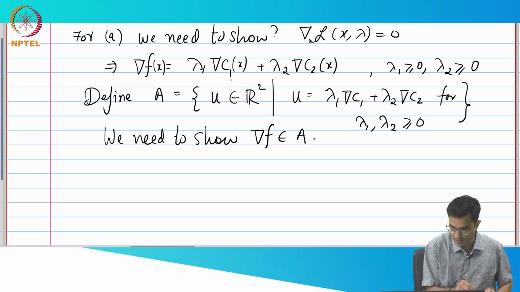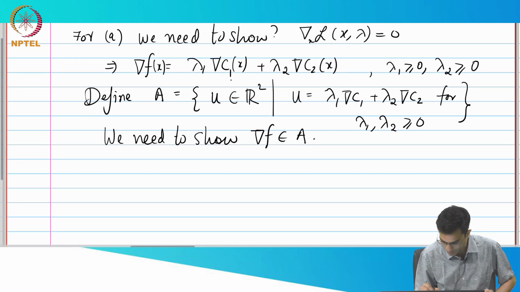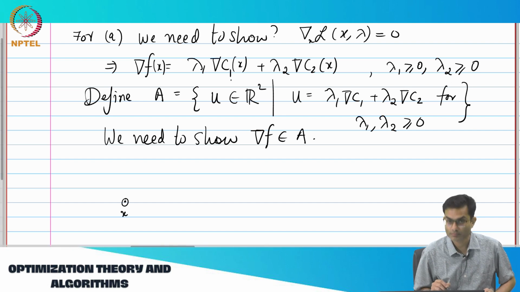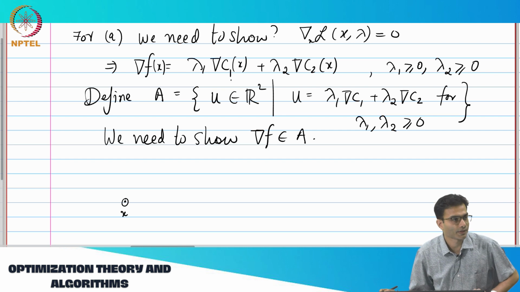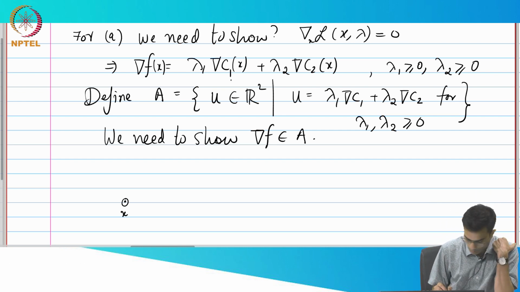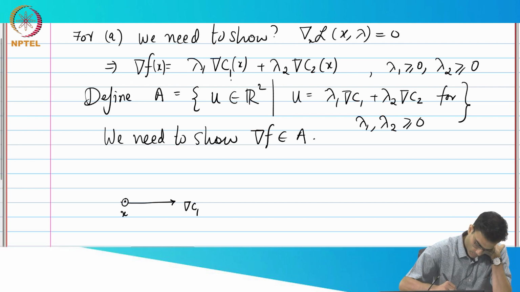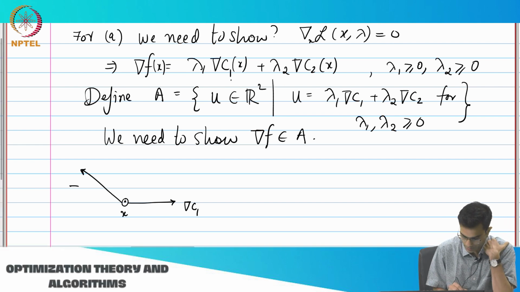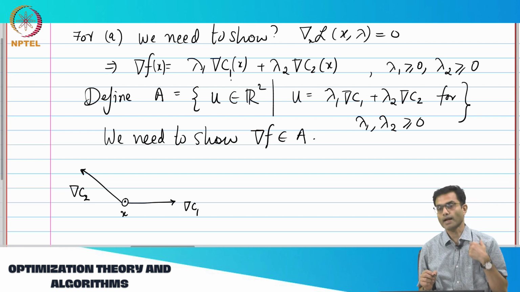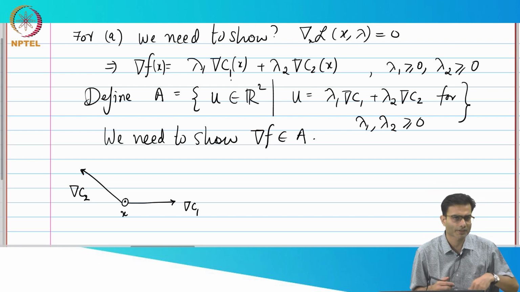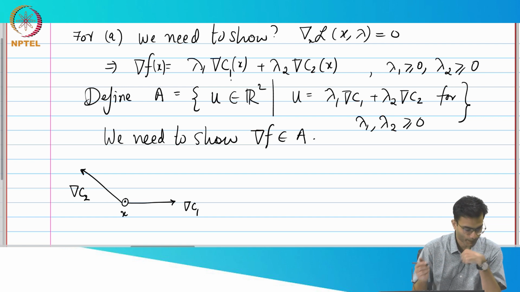Before we proceed further, let's just draw this. Here is my point x. This is in the feasible set, and just for definiteness, let me draw at this point x grad C1 points here, grad C2 points here. Could be any two directions. I've just picked it arbitrarily.